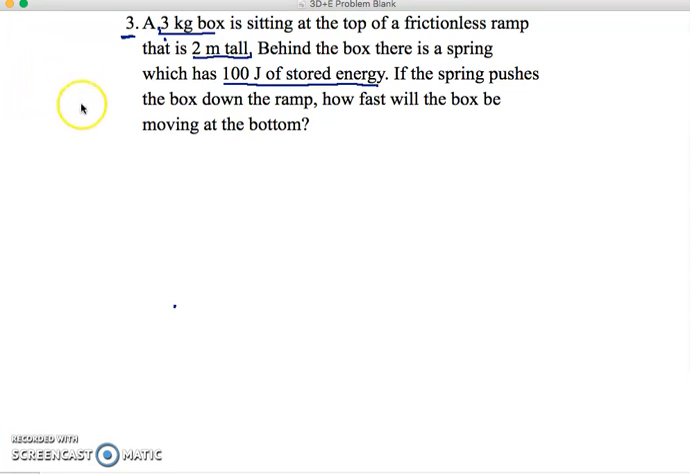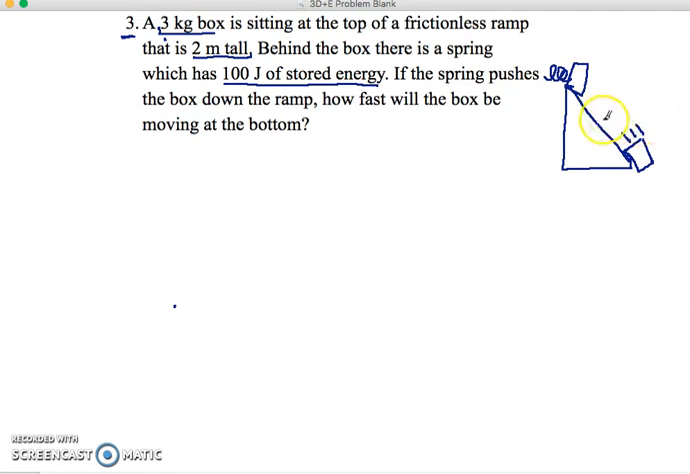So let's draw this out, that's probably helpful. I'll draw it right here. So we have as a slope, a ramp of some kind. We have a block that's sitting at the top of the ramp, and then we have a spring behind it that's storing energy. And then it's being basically shot down the ramp, and it's going to be moving at some speed at the bottom.